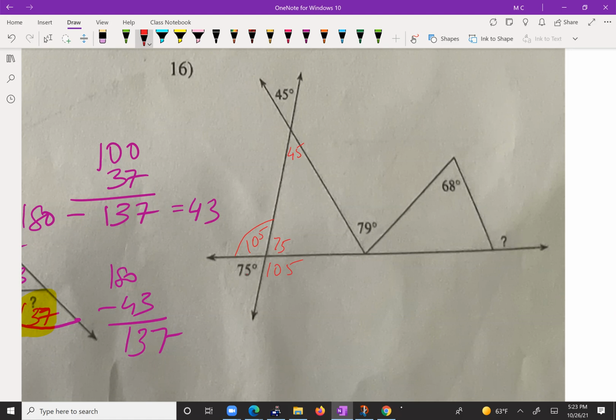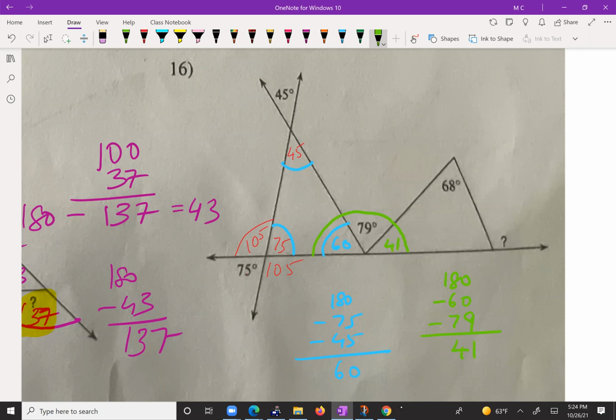Now we know something about the triangle on the left side. We know two angles. The total must be 180. So you take 180 minus 75 minus 45. All right, so this is a 60-degree angle. Now we have to look at this straight line. This is 180. So take 180, subtract the 60 and subtract the 79. When you do that, you have 41. So that's your 41.